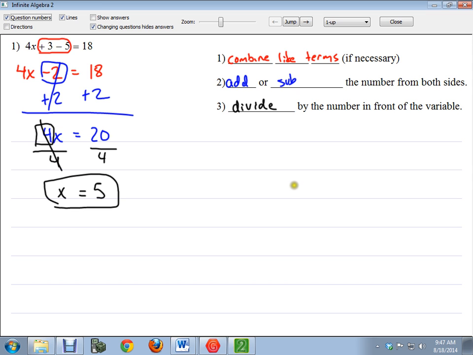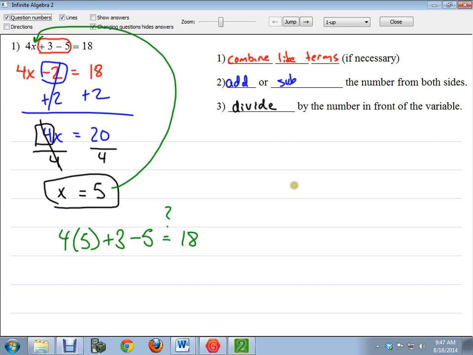If you ever want to check an answer to an equation, you can just plug it back in and verify that the left and the right side of the equation match. So we will take that 5 and plug it back into the original equation where the x is. 4 times 5 plus 3 minus 5. And we want to see if that is 18. And if it is 18, then that is the solution. Now 4 times 5 is 20. 20 plus 3 is 23. Minus 5 is indeed 18. So yes, 5 is the solution to this equation.